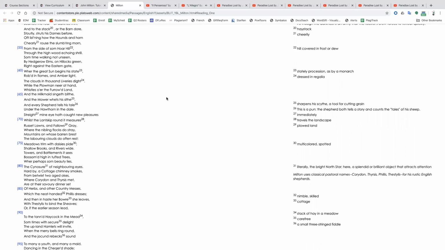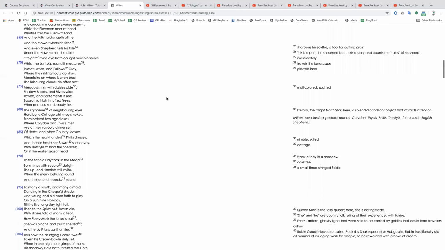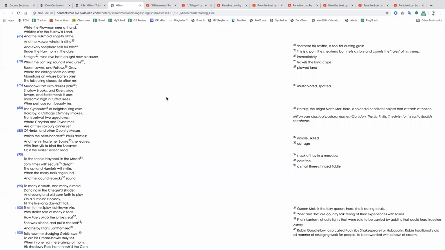right against the eastern gate, where the great sun begins his state, robed in flames and amber light, the clouds in thousand liveries dight. While the ploughman near at hand whistles o'er the furrowed land, and the milkmaid singing blithe, and the mower whets his scythe, and every shepherd tells his tale under the hawthorn in the dale. Straight mine eye hath caught new pleasures, whilst the landscape around it measures.